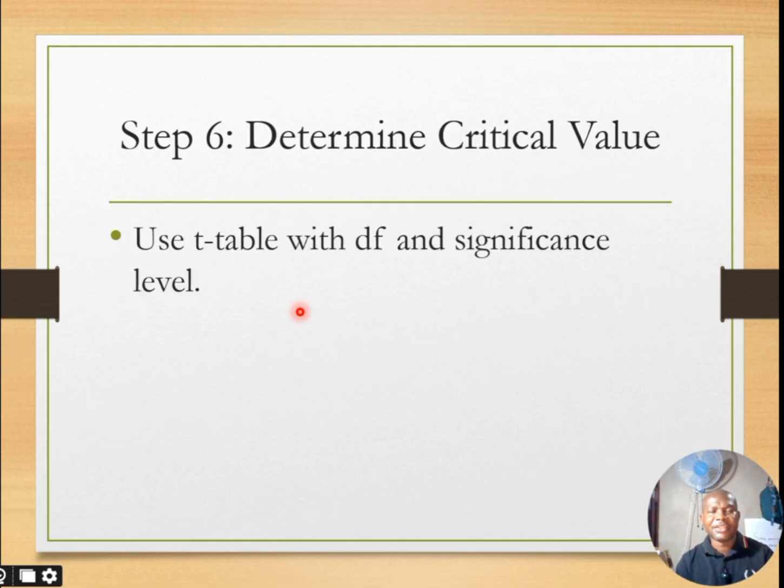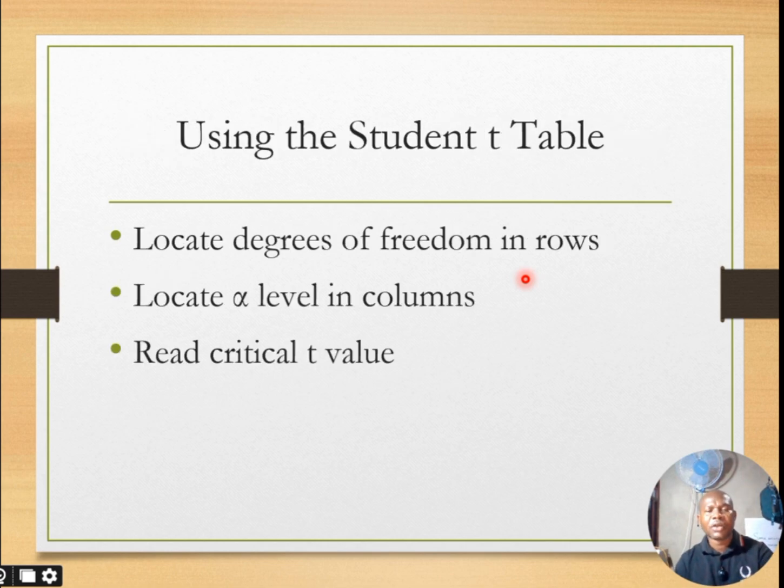Now, after getting our degree of freedom, we're going to use the t distribution table. This is how to use the t distribution table. You make use of the degree of freedom and the significance level. You check it on the table. Your degree of freedom will be on the row, while your level of significance will be on the column. So you find the point of intercept. The point of intercept will give you the critical t value. So that is how you get your critical t value.